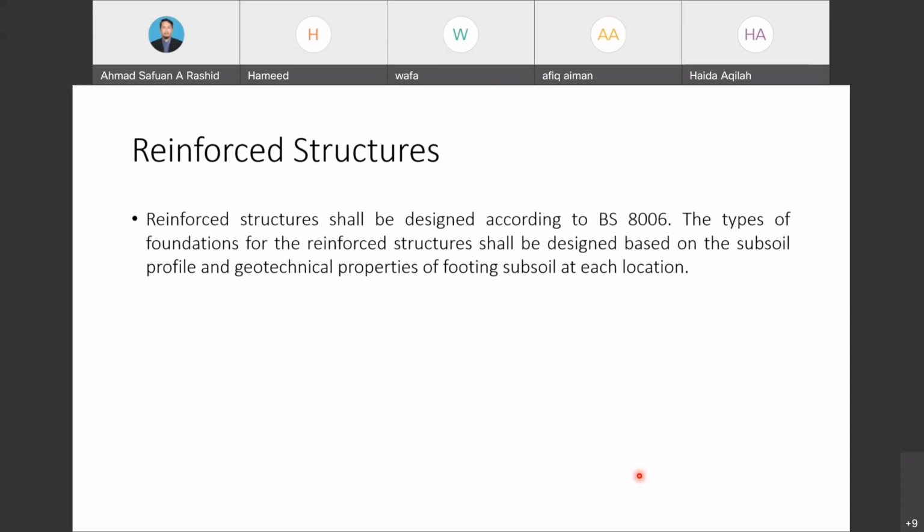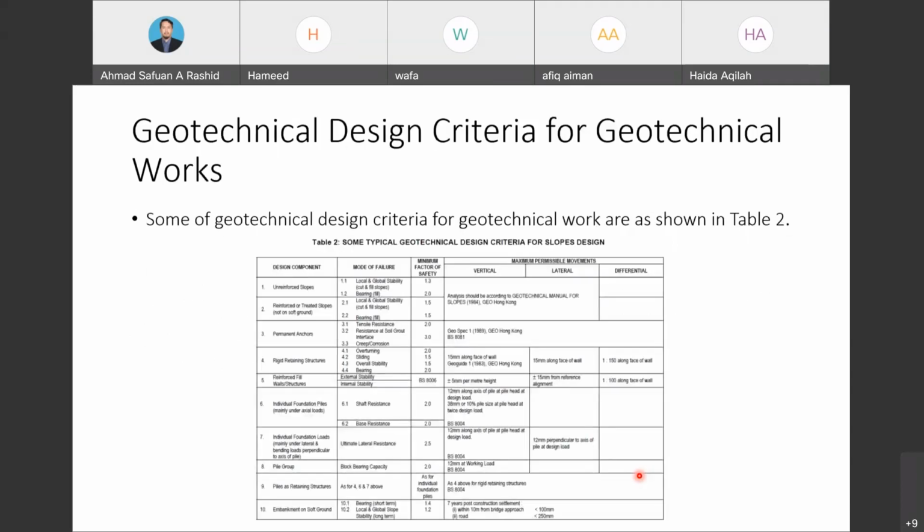So structure 8006. The type of foundation for the reinforced structure should be designed based on the subsoil profile and geotechnical property of the footing, subsoil at each location. Okay, so this is Table 2 as I told you before. They have listed all the important design components here.